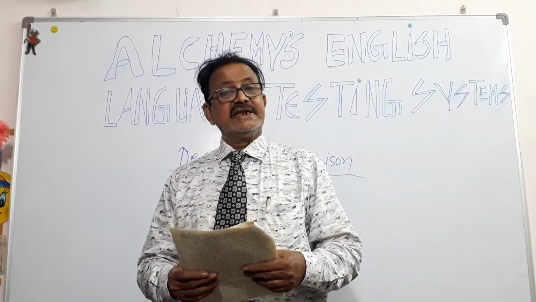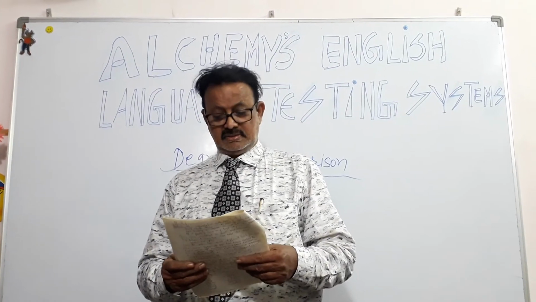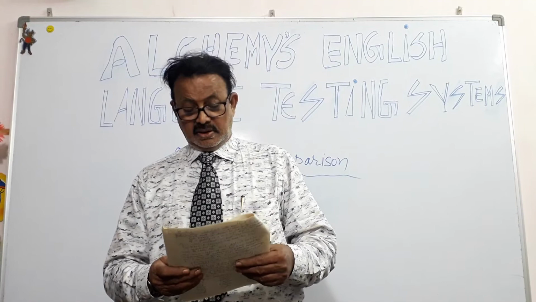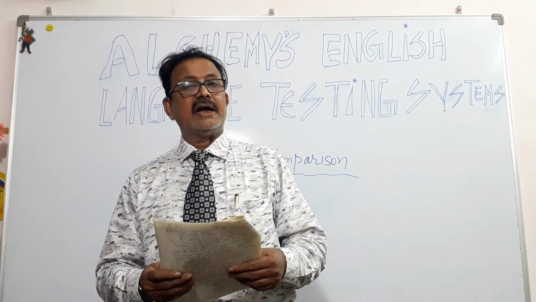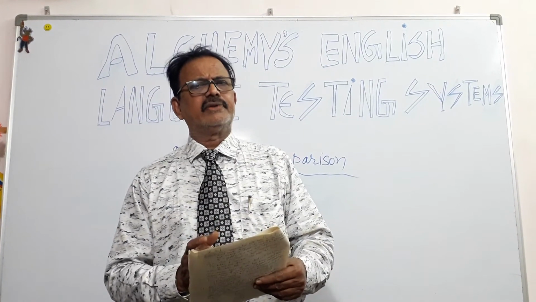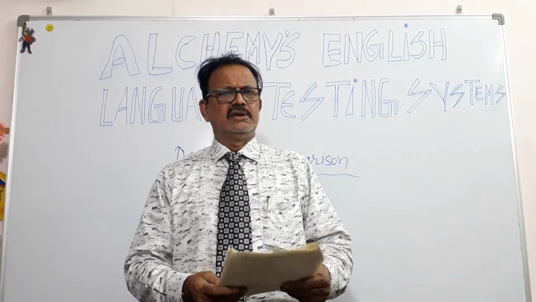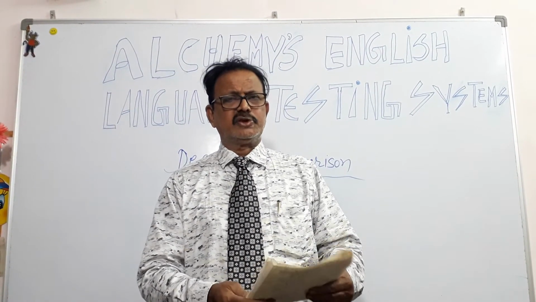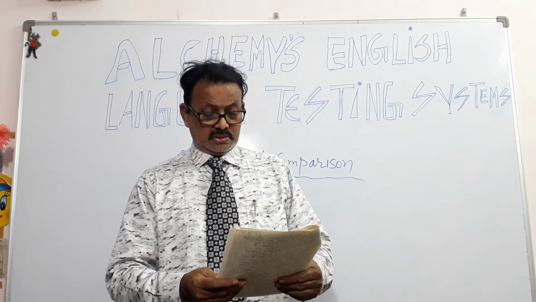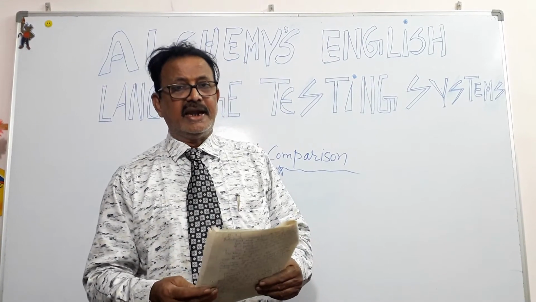When the positive ends in y, preceded by a consonant, the y is changed into i before adding er and est. That is, before adding er for comparative and est for superlative. Let us observe a few words. Happy, positive ending in y.